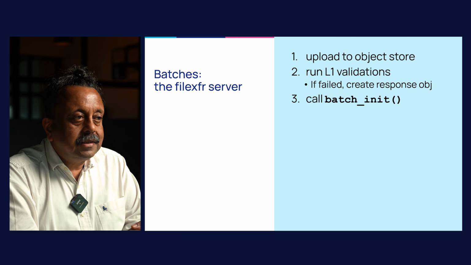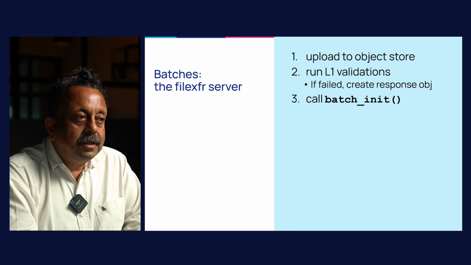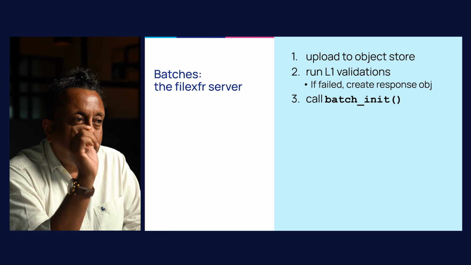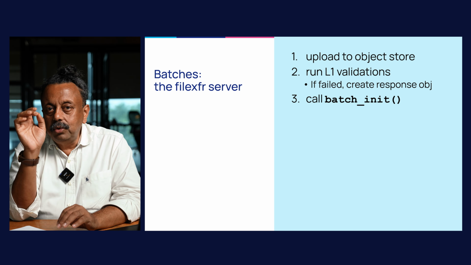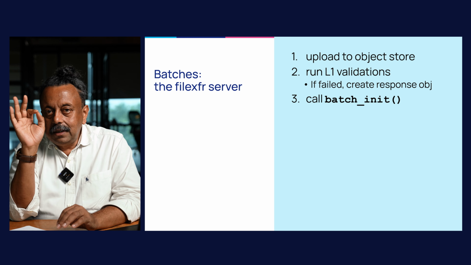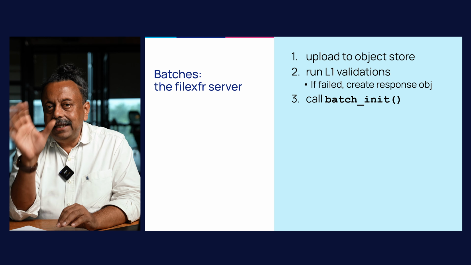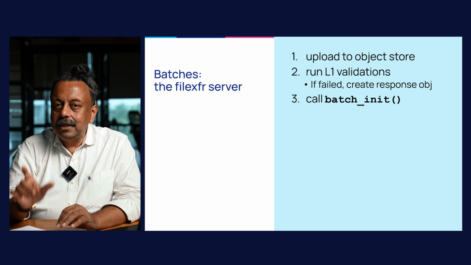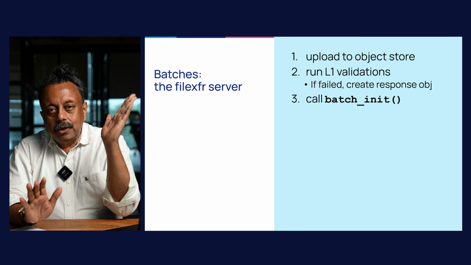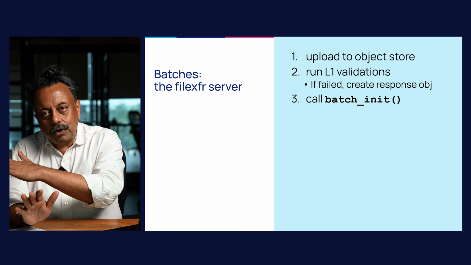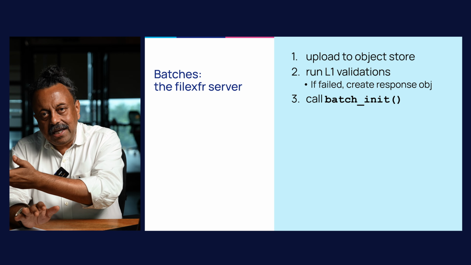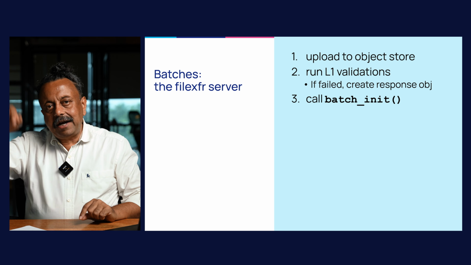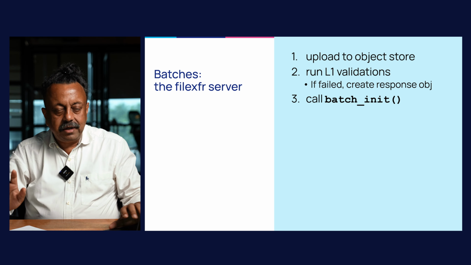So after it runs the L1 validations, it picks up the records which have come from the text file and it calls a web service called batch init. What does batch init do? Batch init is a request where you are telling your system to initialize or start a new batch. So it comes with a batch ID. So the file transfer server calls your web service. The web service name is batch init. Batch init returns a batch ID and it puts that batch ID in a batch table somewhere in your database.